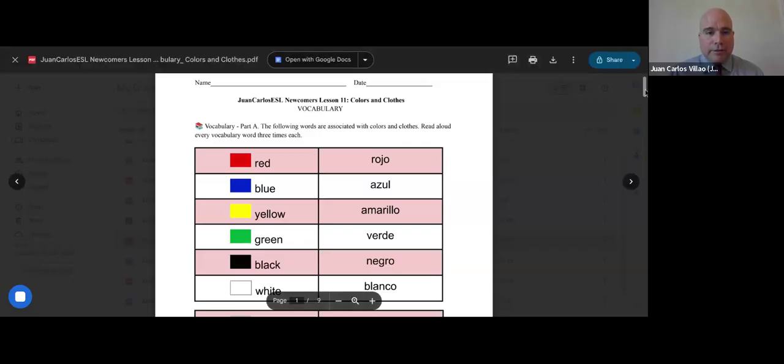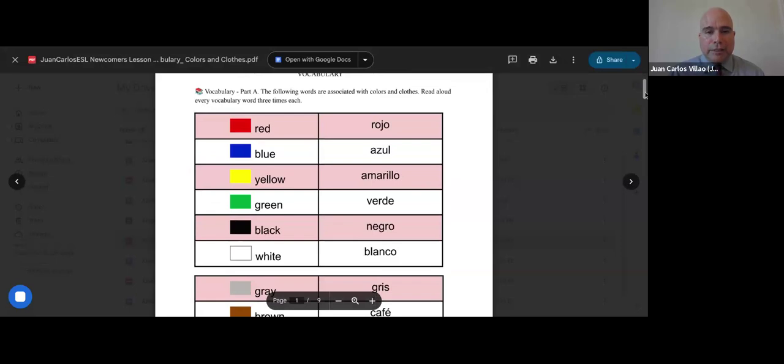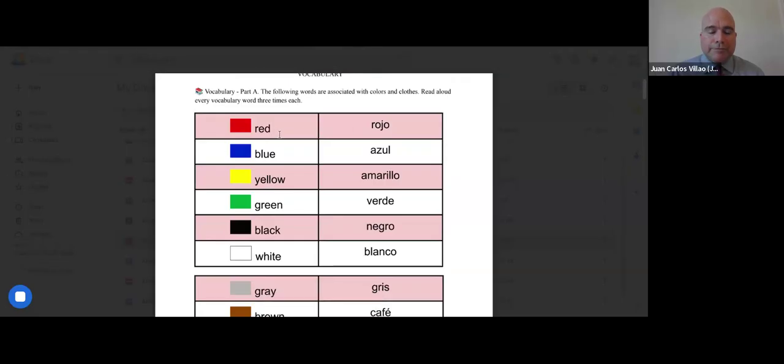So just like we did together in this lesson presentation, we read the words together after you had heard me read it. Now you're going to read it 3 times independently. So you read each word 3 times each. Again, you have the visual support on the left-hand side of the vocabulary word. And on the right-hand side, you have the Spanish translation.